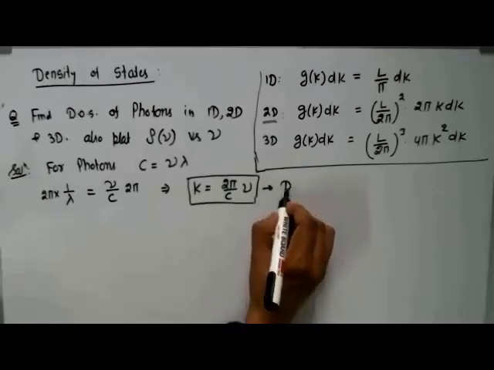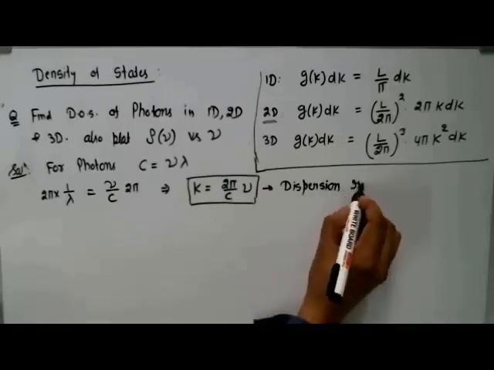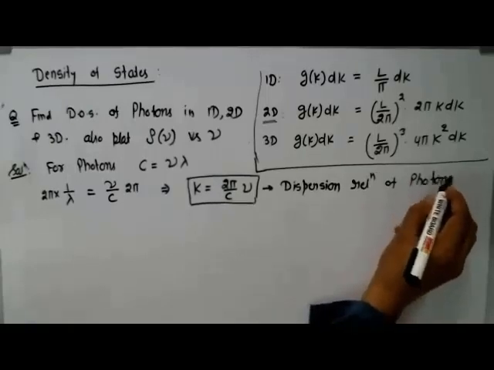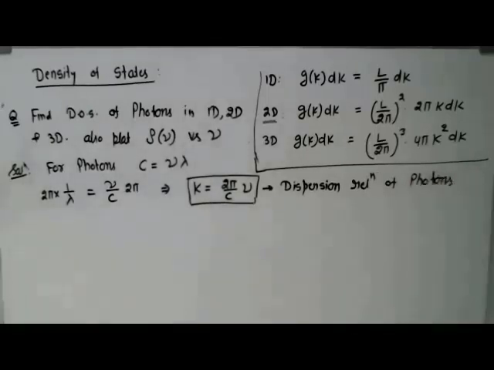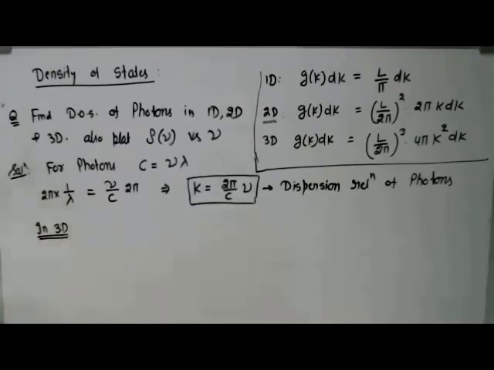So this is the dispersion relation of photons. So this dispersion you need to use to find the density of state in 1D, 2D, and 3D. Maybe here I can solve one case and the rest 2 cases you can solve yourself. So I can, for example, solve for 3 dimension. And maybe in 2D and in 1D you can do yourself.